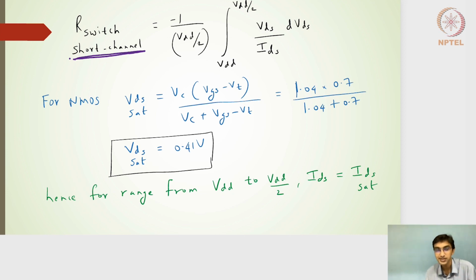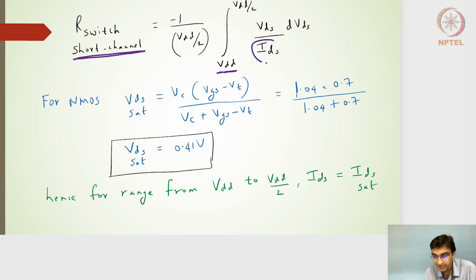We will also calculate the switching resistance using the short channel current model, and try to see whether R switching of the short channel, multiplied by the C value, and multiplied by 0.693, comes closer to that particular value. I'll write the same expression of the switching resistance: integral from VDD to VDD by 2 of VDS divided by IDS.